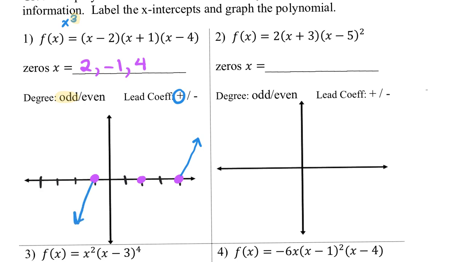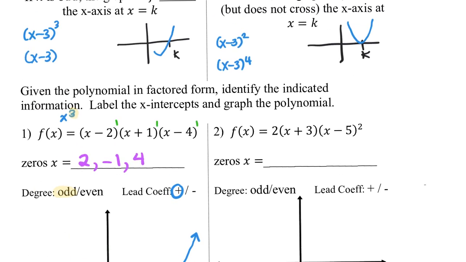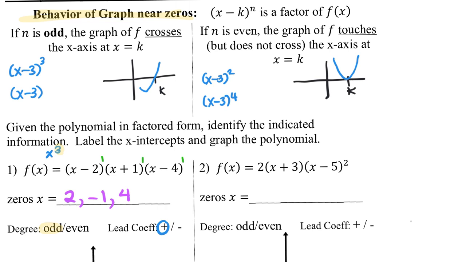Okay, now the question is just what happens between the zeros. Okay, so between here and here, we normally plug in a number or use the y-intercept, and we can figure out if it's going to go up or it's going to go down. Instead of doing that, we're going to use the zero behavior. Okay, the exponent on x minus 2 is technically 1. The exponent on x plus 1 is technically 1. The exponent on x minus 4 is technically 1, even though it's not there. Okay, those are all, 1 is odd. So these all have odd numbers. So the graph should cross the x-axis at x equals k.